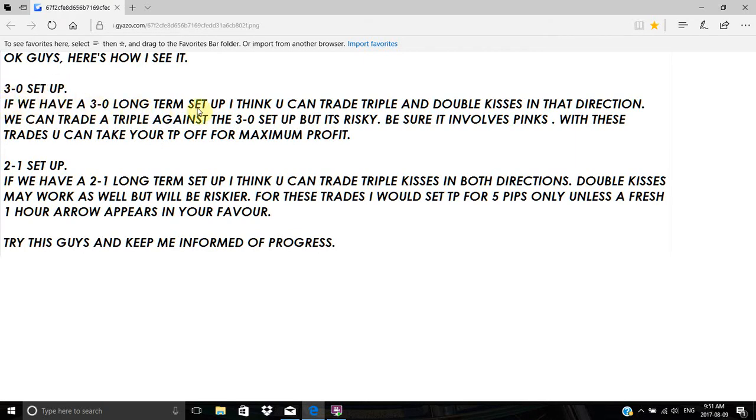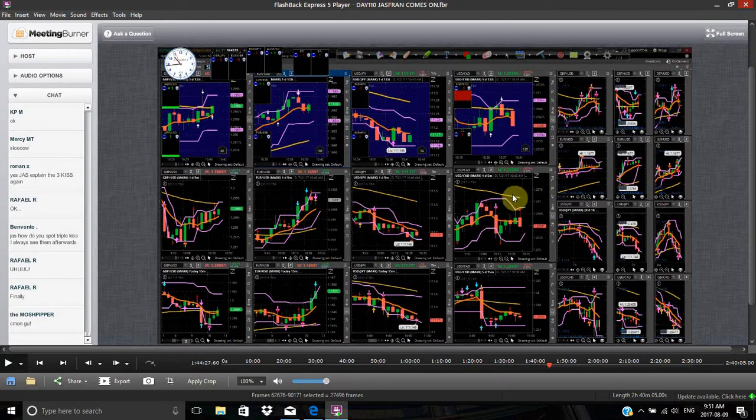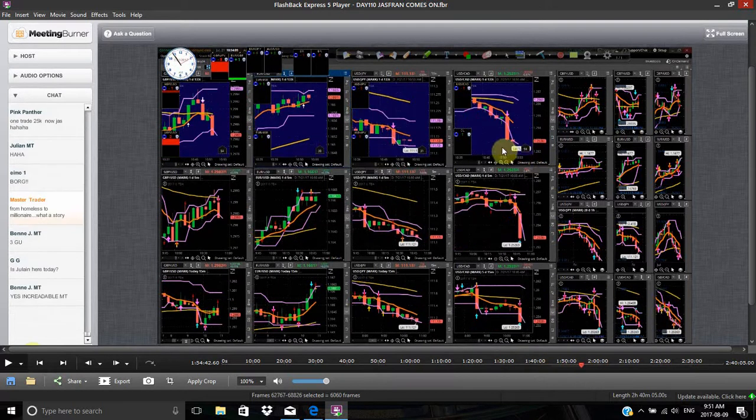If we have a 3-0 long-term setup, we can take triple or double kisses. We're going to look at the double kiss. One, two. In fact, we have a triple kiss. Well, not triple kiss, but we also have the 15 minute in play. So, 1-2, also have a 15 in play, 3-0 long term, and boom, boom, all the way down. Lots of pips to be taken there.